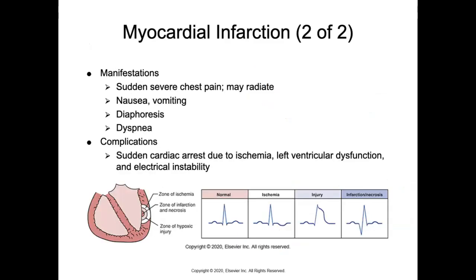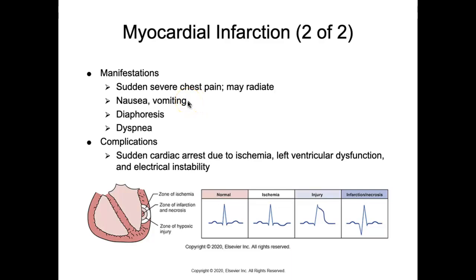Now, many of you already know some of the clinical manifestations of an MI, but let's review them. We can have sudden severe chest pain, and this could be described as being really heavy and crushing, as if there's a truck sitting or an elephant sitting on my chest. And then we may have it even radiate to other areas, such as the neck, the jaw, the back, shoulder, or the left arm.